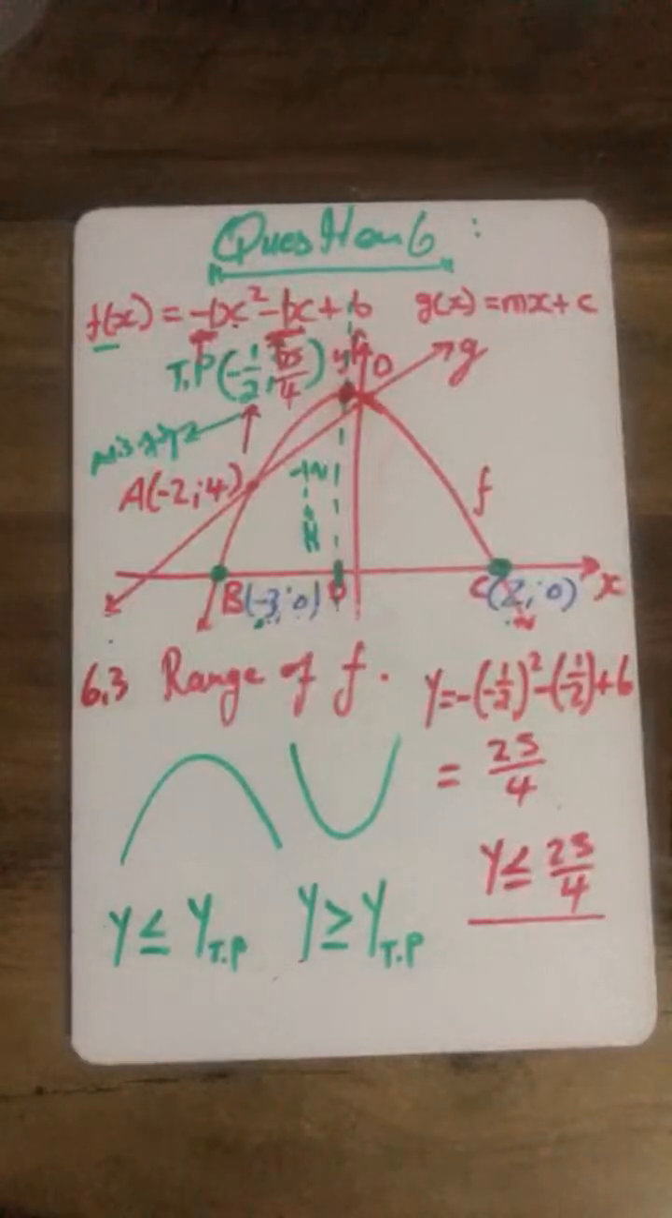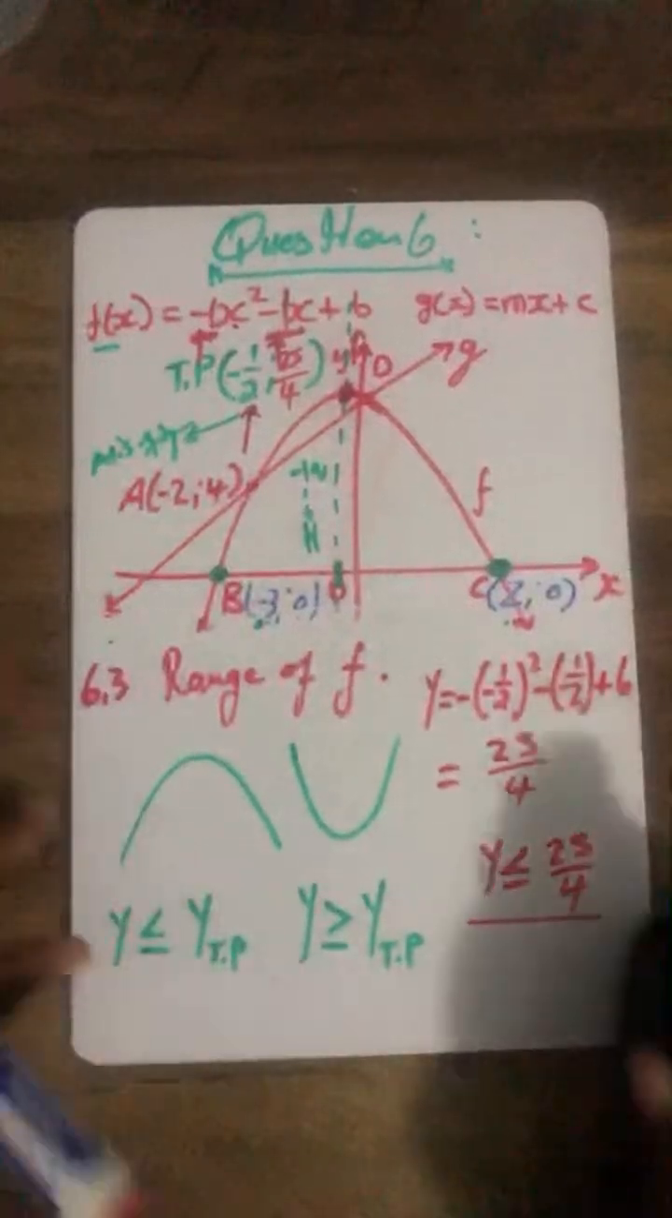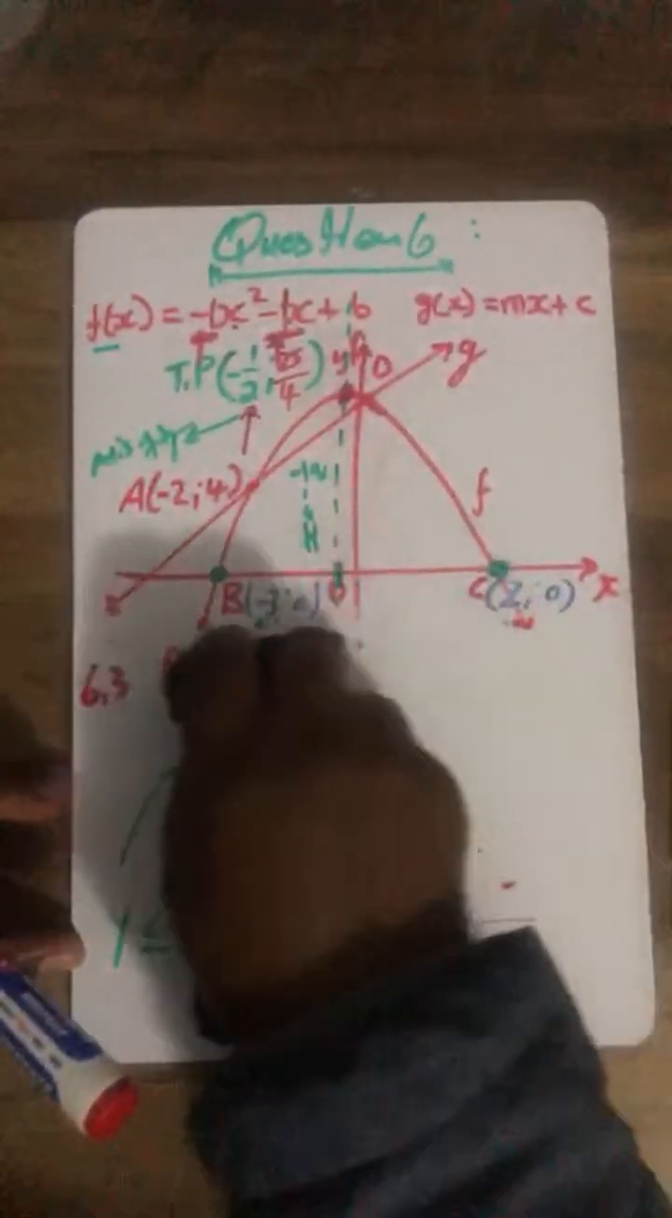So I've got 2 more questions, and then from there, the next question now. What they want you to do is to write down the equation of G. Yes, write down the equation of G. That's what they want you to do.